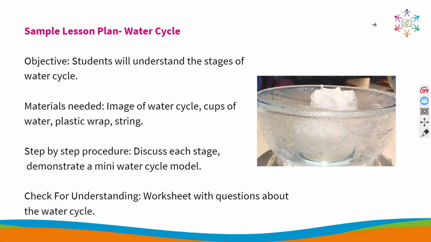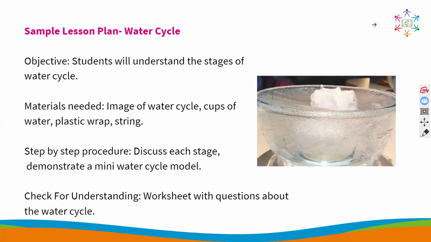Then the next is the step-by-step procedure. So start with a discussion of each stage of the water cycle. Use the visual aid to guide the discussion, ensuring that students can follow along as you explain each stage. Then with the materials listed, create a mini water cycle model. For example, fill a paper cup with water, cover it with plastic wrap, and use string to secure it. Place the cup in a warm, sunny spot and observe what happens over time. Students will see water evaporate, then condense on the plastic wrap, and eventually fall back into the cup, simulating precipitation.